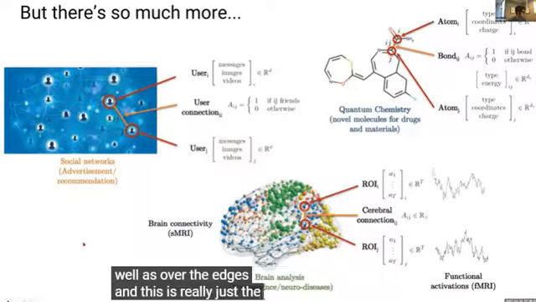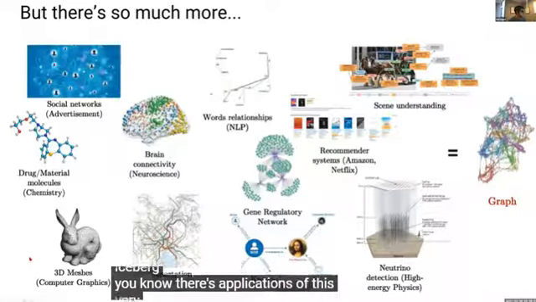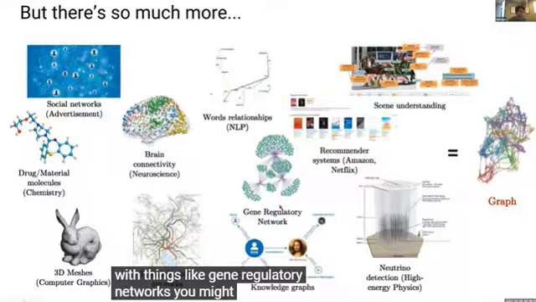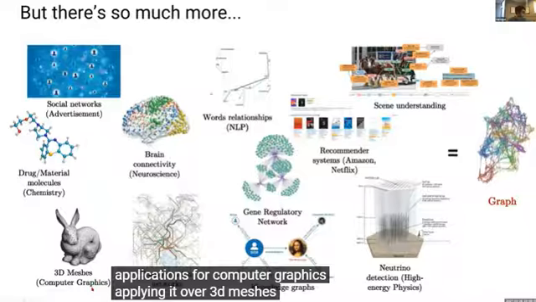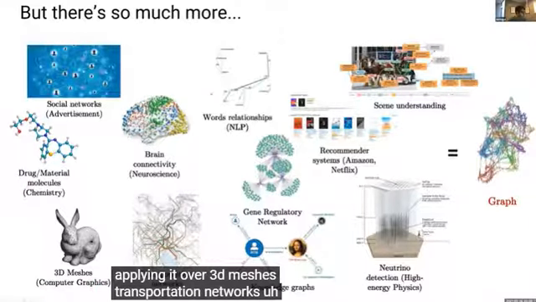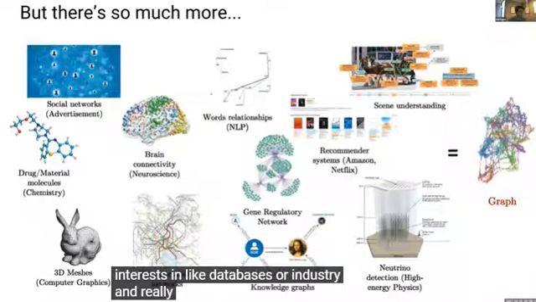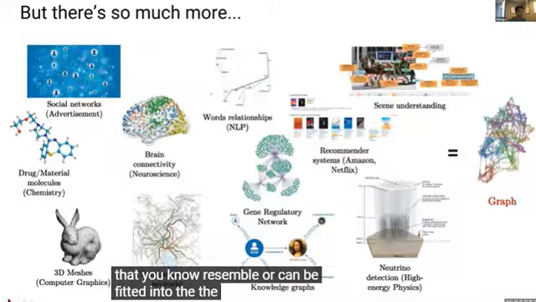And this is really just the tip of the iceberg. There are applications of this very prominently in biology with things like gene regulatory networks. You might use it in computer graphics, applying it over 3D meshes, transportation networks, knowledge graphs, which are of great interest in databases or industry, and really tons of different structures that resemble or can be fitted into the formula of graphs.